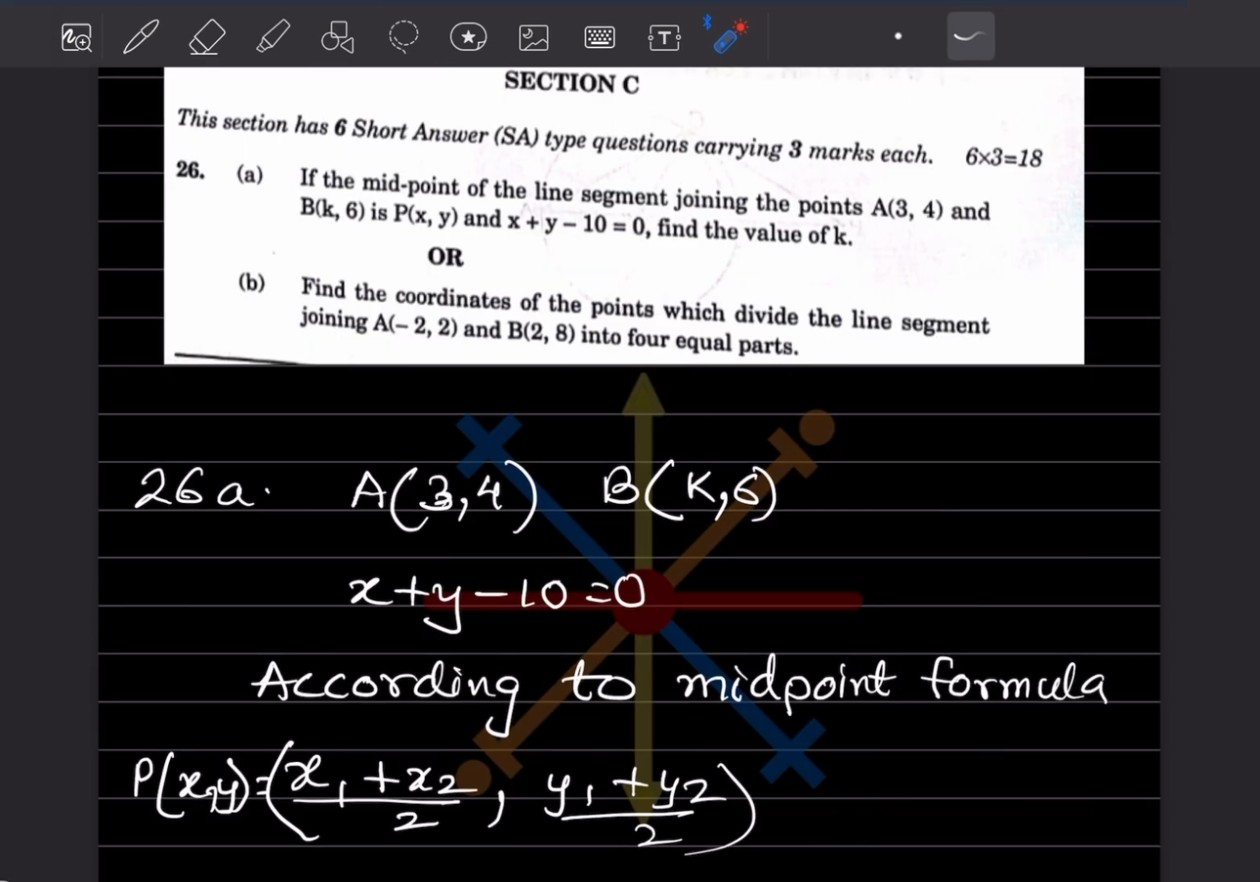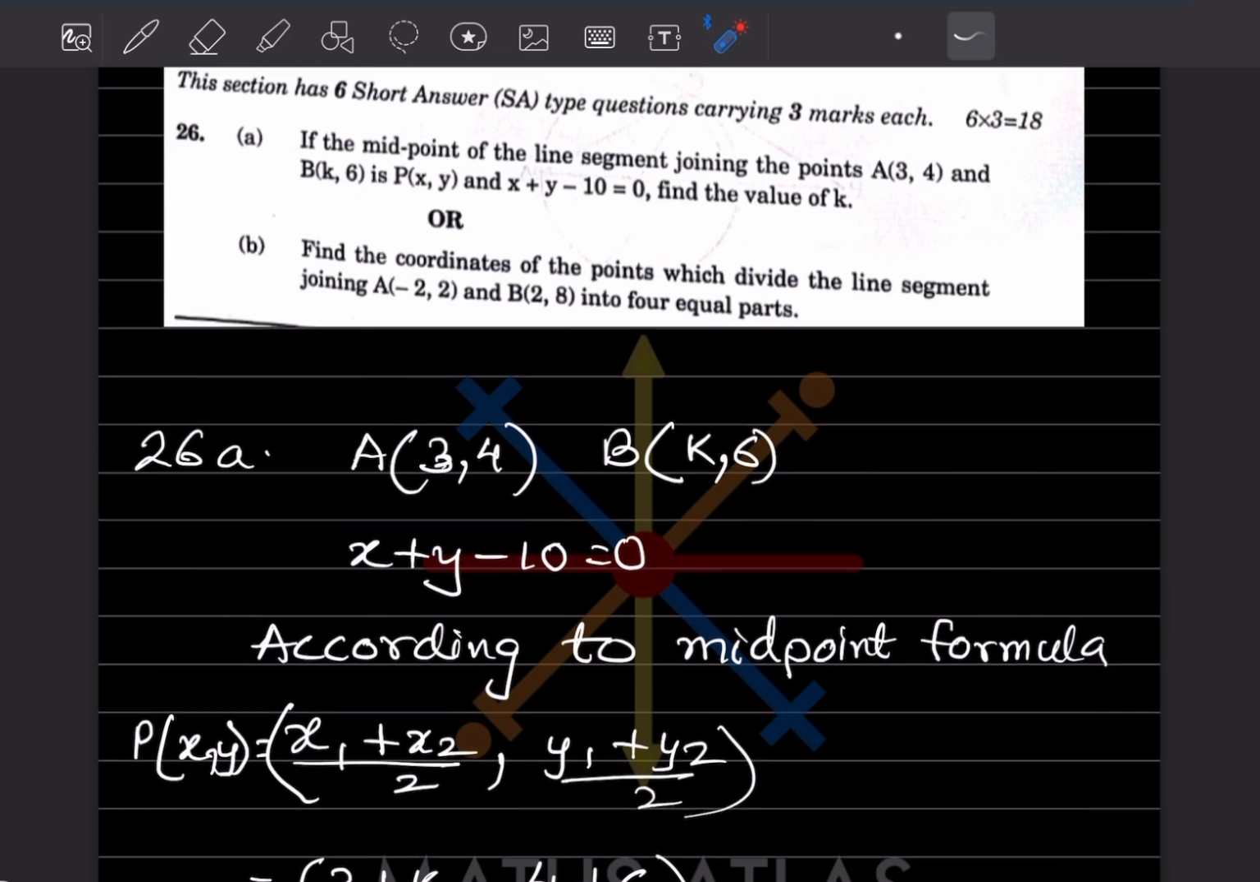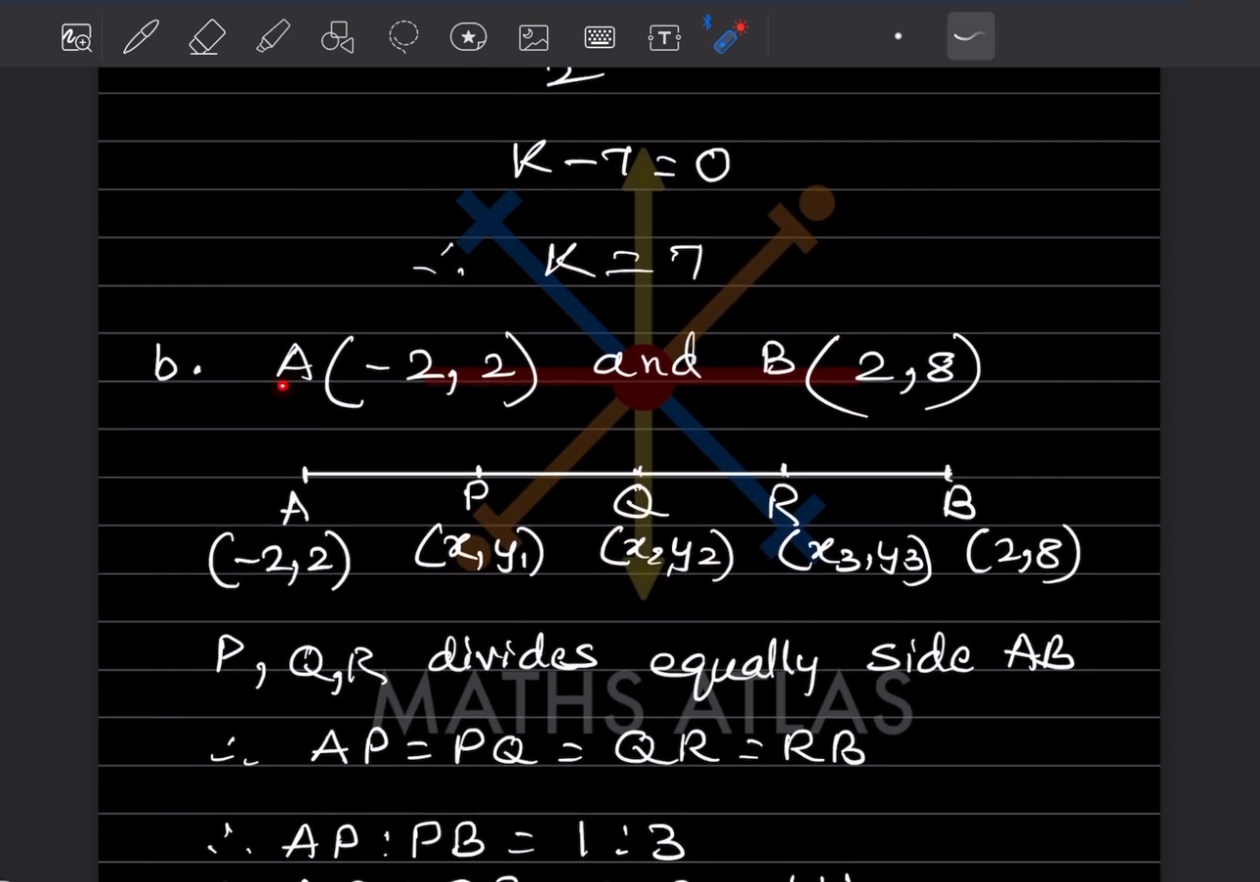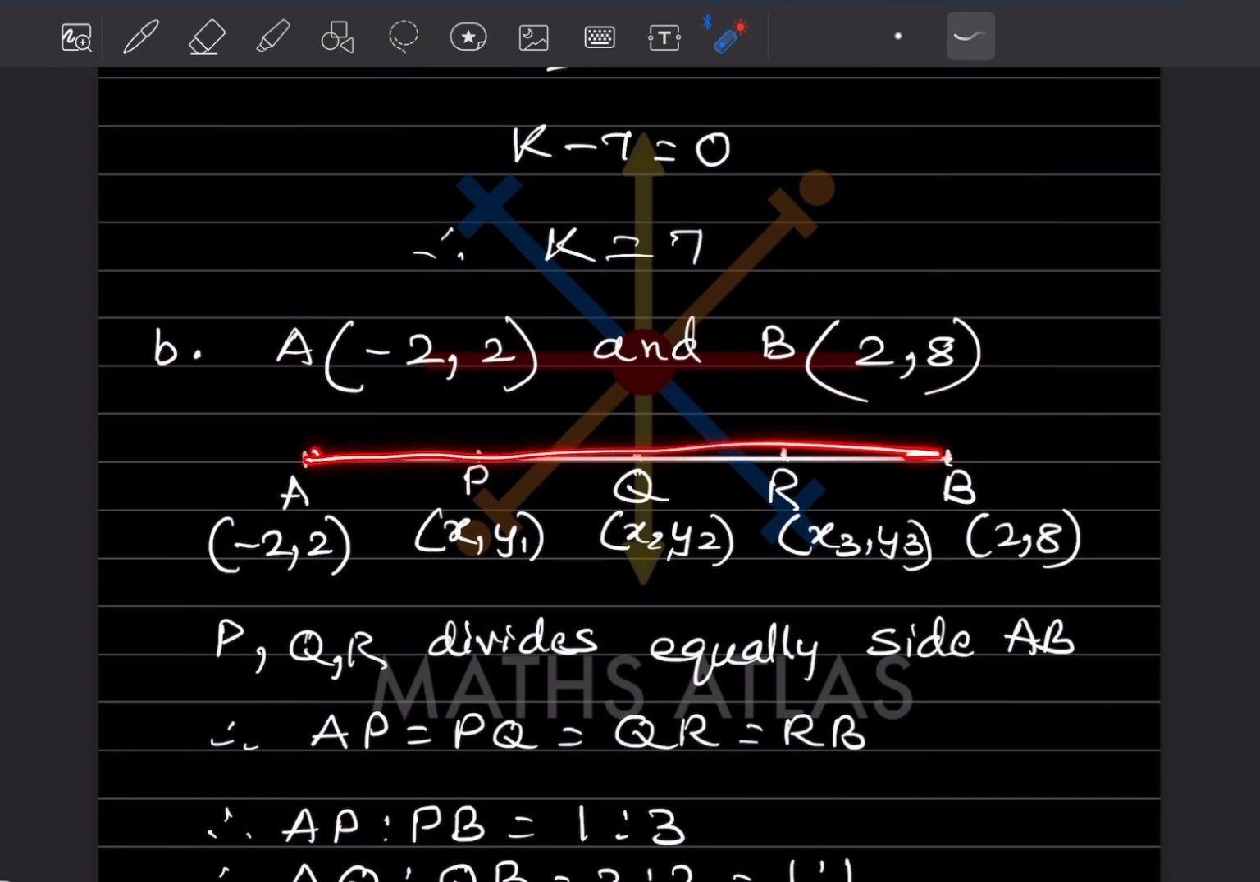Next, find the coordinates of the points which divide the line segment joining A(minus 2, 2) and B(2, 8) into 4 equal parts. So we'll write this one, A is given and B is given. These are the points given. We have to divide AB into 4 equal parts, so we can do 1, 2, 3, and 4 parts. I have named these points P, Q, R. You can do it as you like.